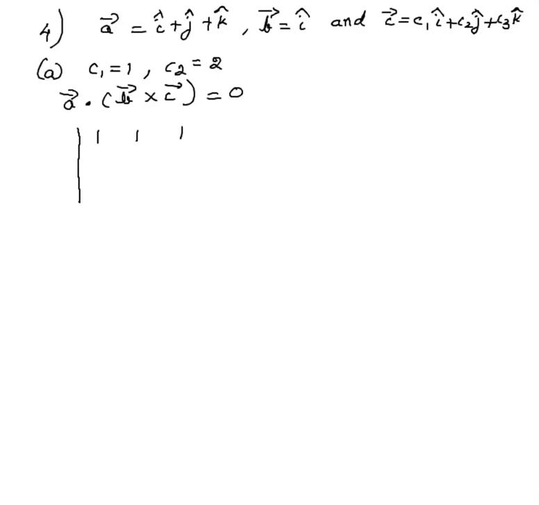First vector's components 1 1 1. Second vector only i term is there, so 1 0 0. And vector C, C1 C2 C3. C1 C2 values are given. We need to find C3. Let us expand this determinant. 1 into 0, first term is 0, minus 1 into C3 minus 0, plus 1 into 2 minus 0. Therefore, the value of C3 is 2.